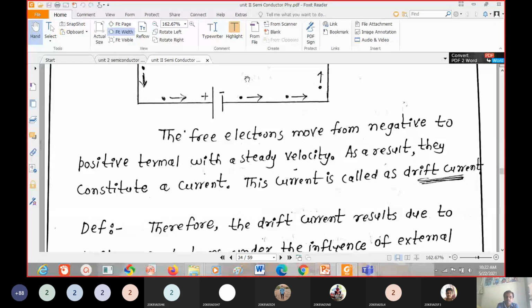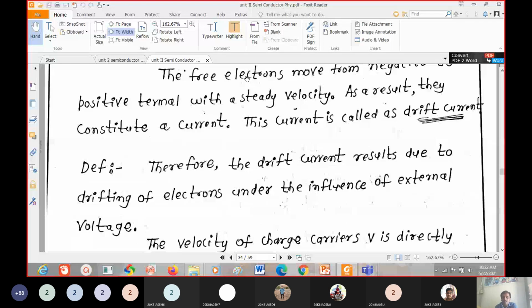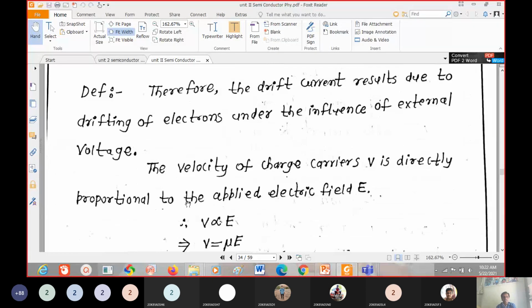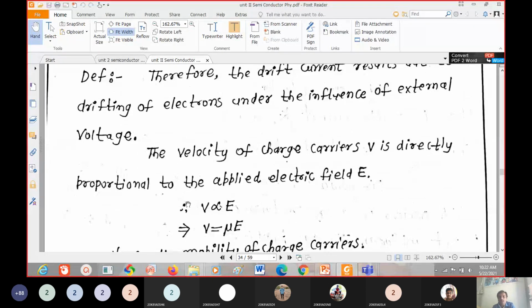Here the definition is given: the drift current results due to the drifting of electrons under the influence of external voltage. This is the definition of drift current. Now, what is the drift velocity? The drift velocity of the electrons is proportional to the applied electric field. There is a relation between potential difference and electric field, so we can refer to either the electric field or the potential here.